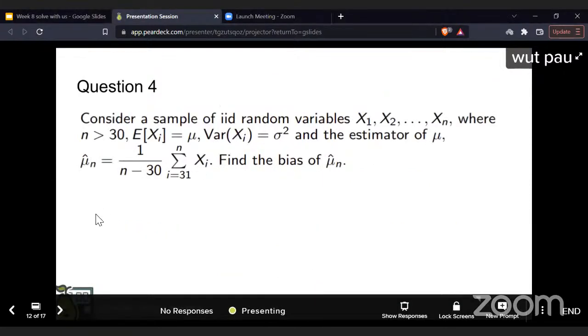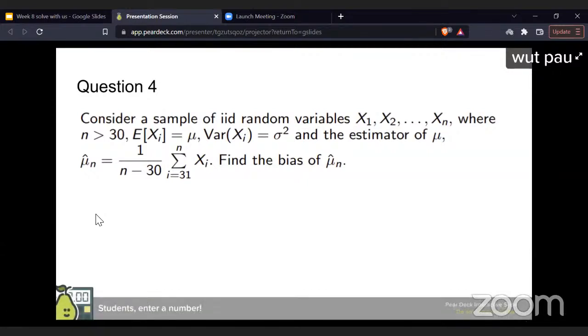Okay, so here in this problem, we have to find the bias of the estimator. So what is the estimator defined here? You are taking a sample of random variables x1, x2 up to xn, and n is greater than 30. The expected value of each of the xi's is given to be mu, and the variance of each of the xi is given to be sigma square. And mu hat n is given to be the estimator of mu.